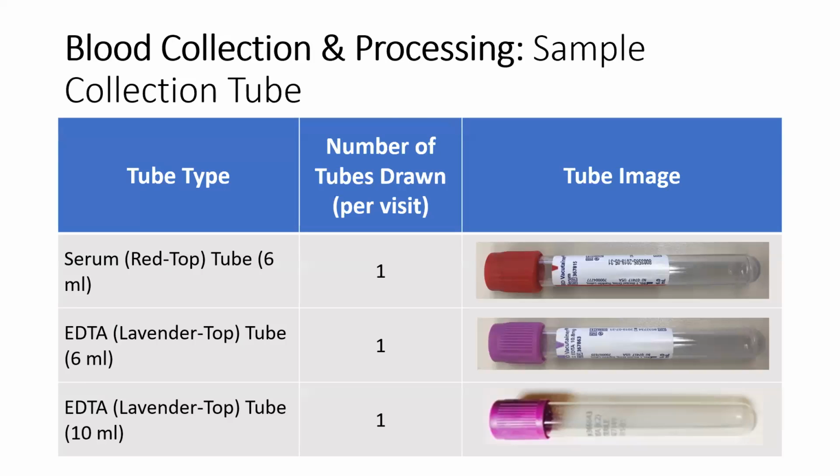So this schematic is going over the three blood tubes that are collected at different visits for this study. The first one you'll be collecting is the serum tube. It's a 6 mil red top tube. The second one will be an EDTA lavender top tube. This one is for plasma PK. It's a 6 mil tube. And the last tube type you'll be drawing is another EDTA tube, but it's a 10 mil tube just for plasma and buffy coat collection.